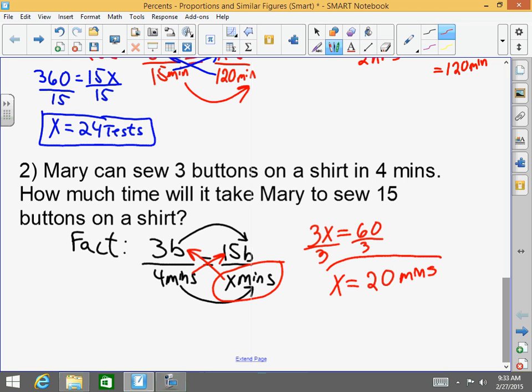Does that make sense, boys? On the tests and on the quizzes, guys, I promise you, if you don't put the labels, I have to mark it wrong. Because then I don't know what you're solving for. You feel me? All right.